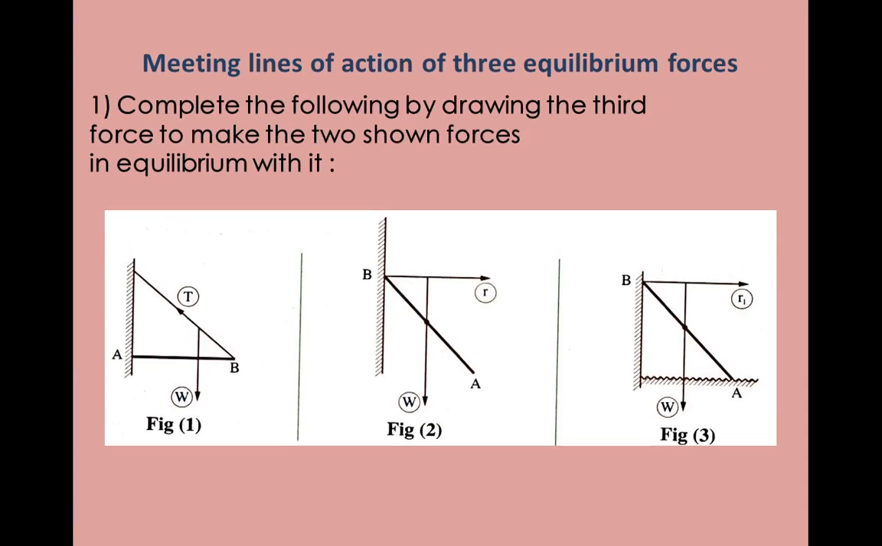Meeting lines of action of three equilibrium forces. The first example: complete the following by drawing the third force to make the two shown forces in equilibrium with it. In figure 1, there is a metallic rod labeled AB. Two forces are drawn, its weight and the first tension force. Take care, the rod AB rests on a vertical wall.